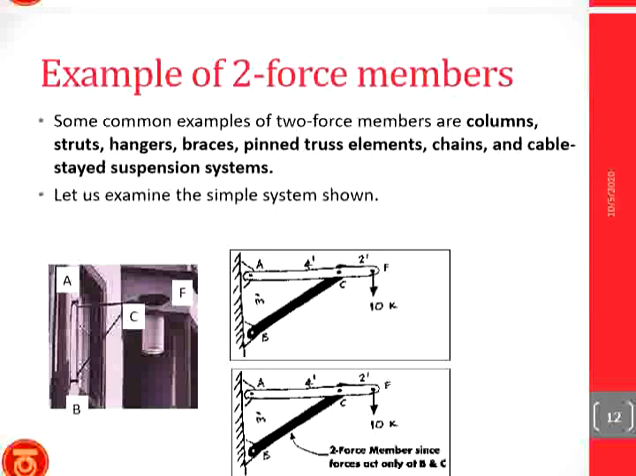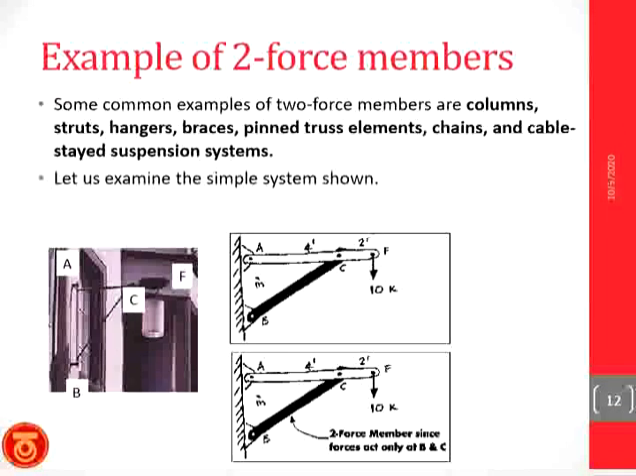Okay, here are examples of two force members. Some common examples of two force members are columns, struts, hangers, braces, pin truss elements, chains and cable stay suspension systems. Okay, for example, here we have a cable for a lamp. I think most of you are familiar with this structure. Outside of our building, we have lamps and we have this structure.